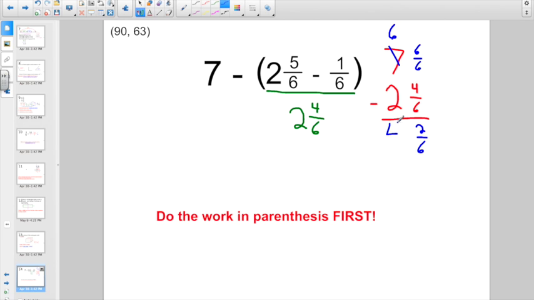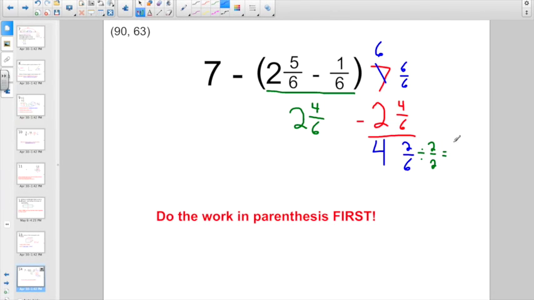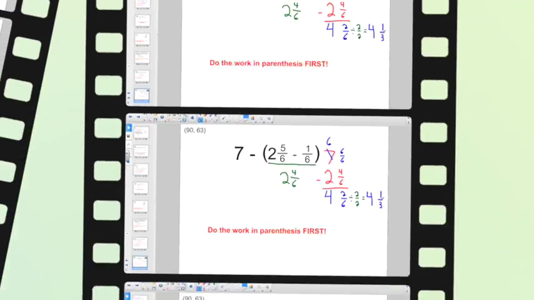But I'm still not done yet because 2/6 can be reduced, right? I can divide both sides by 2. 2 divided by 2, hey, that's going to give us 1. 6 divided by 2, that's worth 3, right? And then don't forget to bring your whole number over. So I ended up with, instead of 4 and 2/6, I have 4 and 1/3.